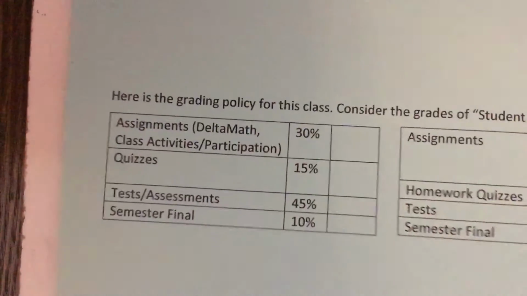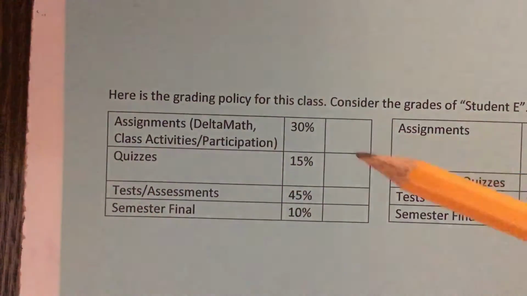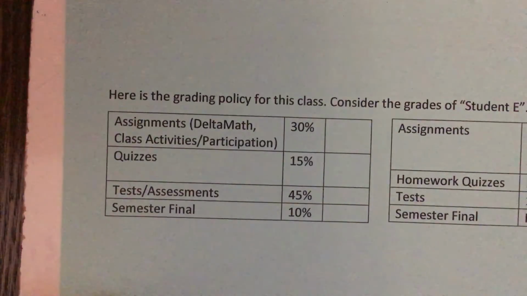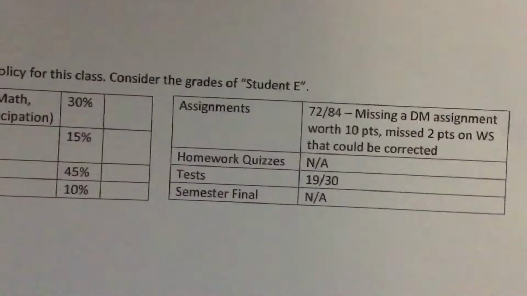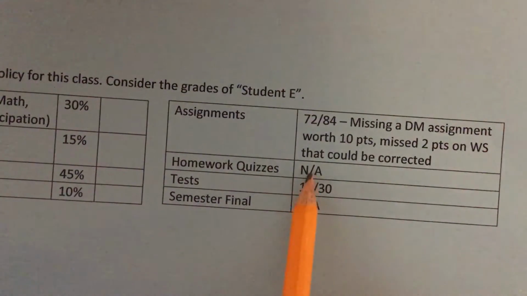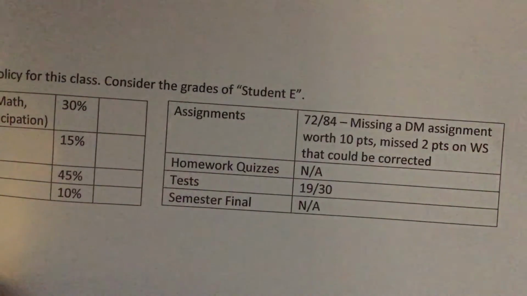Hey, real quick, I'm going to explain how to get the adjusted weights for this blue part of our packet today. At the bottom of it, you can see that I have the actual class policy listed for our class. The problem is I've got hypothetical student E that hopefully you can see in your own packet. And hypothetical student E in this class has not done any homework, quizzes, or the semester final because it's the beginning of the class here, or the beginning of the year.